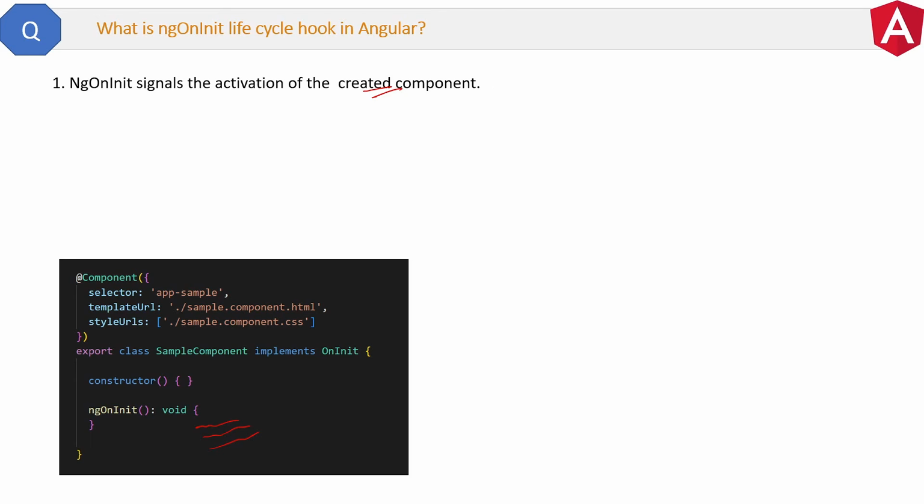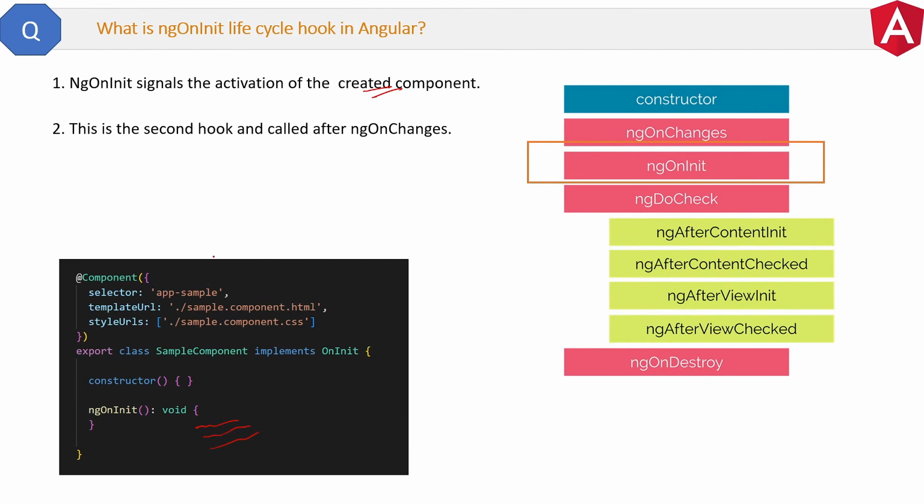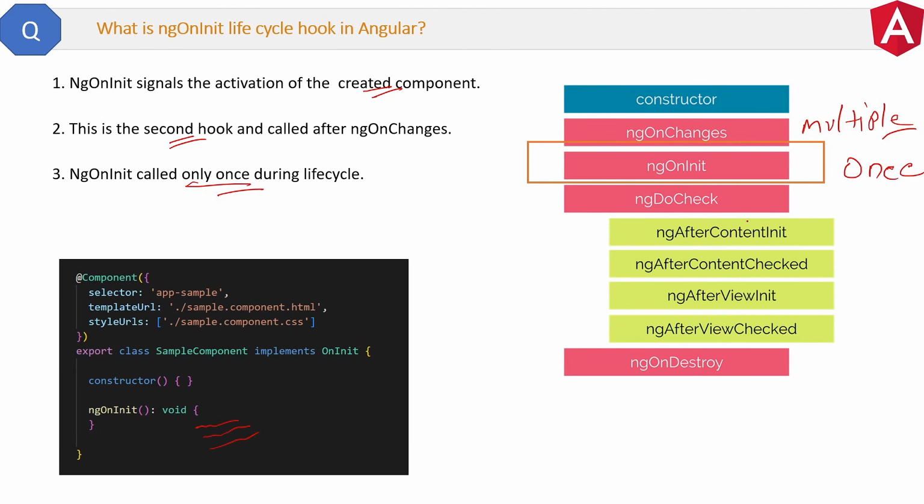You can tell a few more things about this hook to the interviewer. For example, this is the second hook, called after ngOnChanges. ngOnInit is called only once during the component lifecycle, unlike ngOnChanges which may be called many times. If an input property is not there, then ngOnChanges will not even be called at all. But ngOnInit will be called only once. And since Angular knows this is a very important hook to code, when you generate a new component, the ngOnInit code will be present by default inside the component.